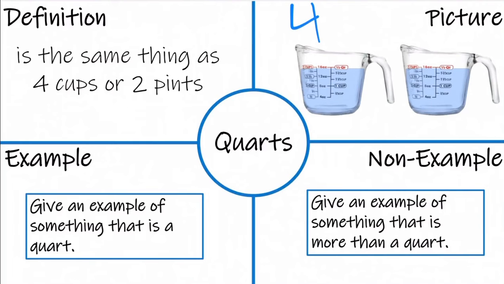And then maybe give an example of something that is a quart. I honestly don't know. I think you can buy a quart of ice cream. But yeah, I can't think of something that would be a quart. Give an example of something that is more than a quart. Well, anything that's a gallon, right? A gallon of milk, gallon of ice cream, gallons of gas.